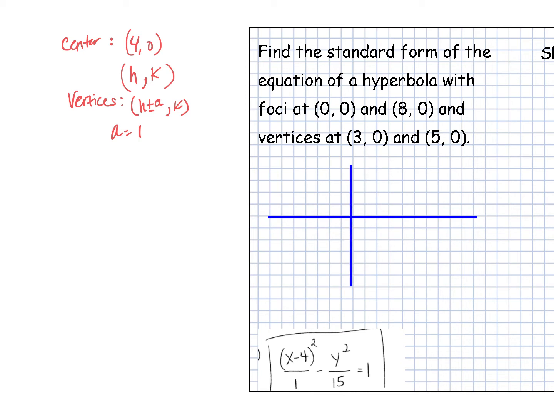Our foci, which we see there are (0, 0) and (8, 0), are going to be H plus or minus C, comma K. So our C is 4.